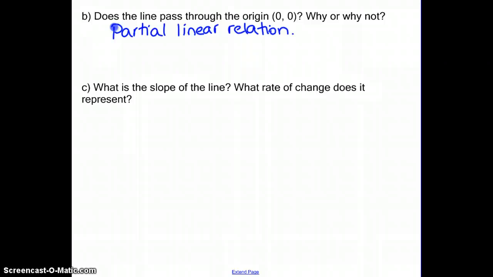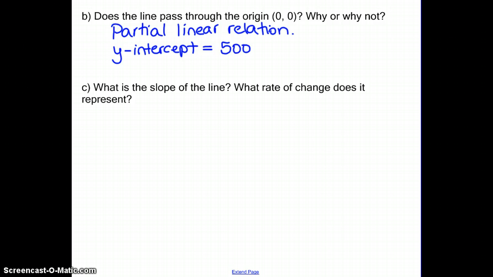Now, that point where it starts at 500 is called the y-intercept, because that's where it intersects the y-axis. So our y-intercept equals about 500. That must mean there's a starting cost of $500 to rent the hall, and it doesn't matter how many people you have there.